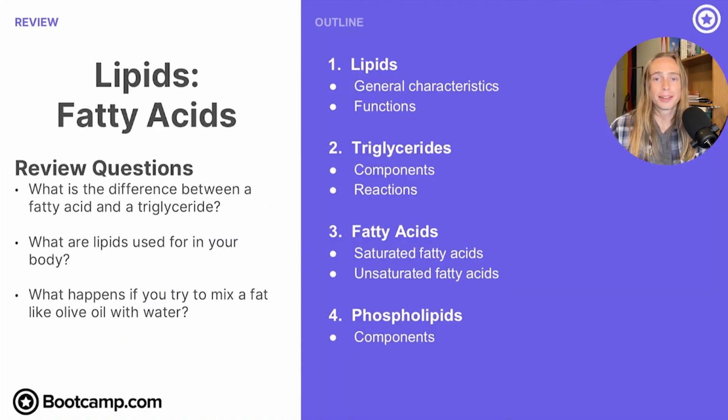So now that we've finished with the lesson and had a quiz, let's go ahead and do a review to see what you learned today. What is the difference between a fatty acid and a triglyceride? Next, what are lipids used for in your body? And lastly, what happens if we try to mix olive oil with water? If you can answer these questions, you are well on your way to success.